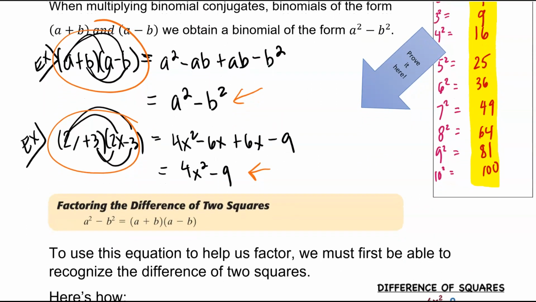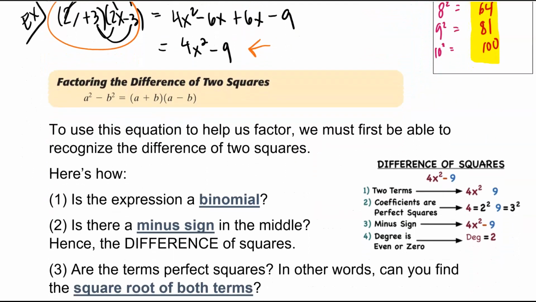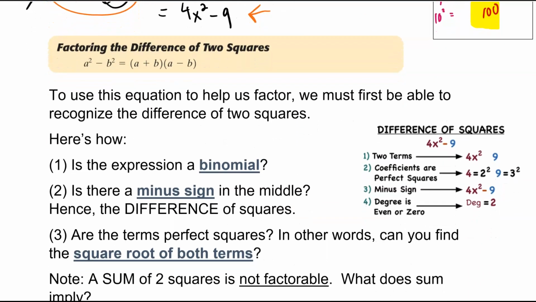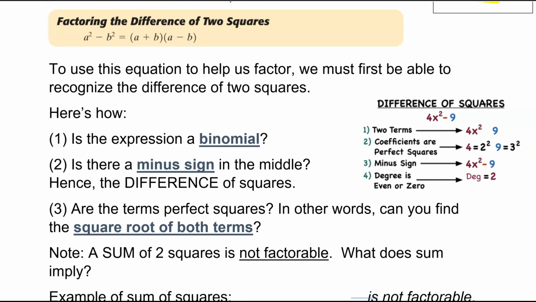So, factoring the difference of two squares. First, you need to be able to recognize what a difference of two squares is so that you'll know that you should be factoring it. Of course, it's going to look like this in this little format, and these are the factors over here. The factors for a squared minus b squared are a plus b times a minus b. Again, we just proved that earlier by multiplying a plus b times a minus b.